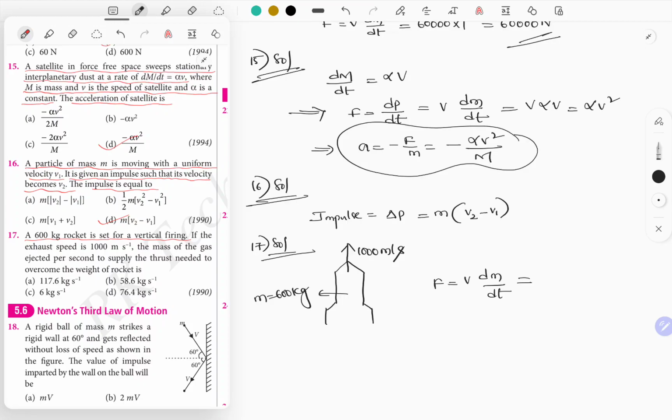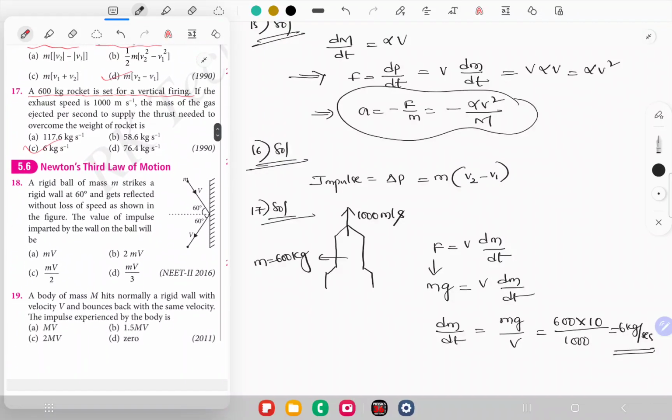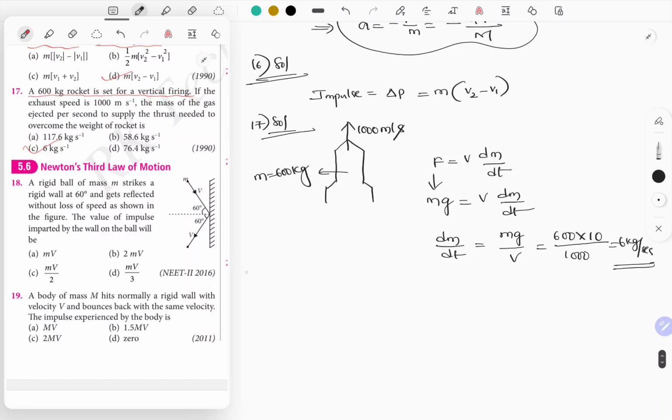In place of force, you have to replace it with m into g, which is equal to V into dm by dt. What's the question they're asking? We have to find dm by dt. So from this, dm by dt is equal to m into g by v. The mass of this rocket is 600 into acceleration due to gravity 10 divided by the velocity, which is 1000, which is equal to 6 kg per second. So which option? Option C is correct. Very good. Next, question number 18.